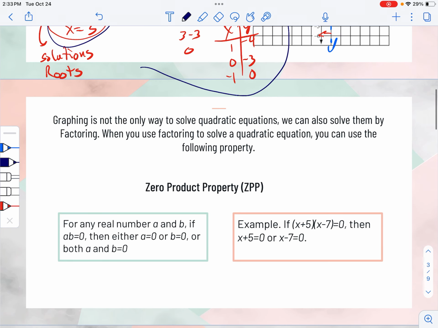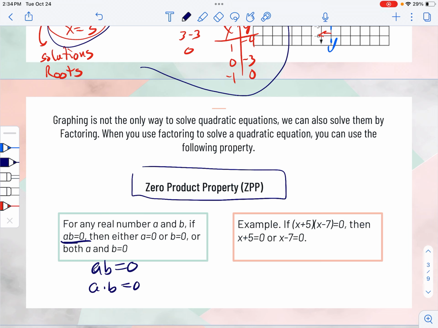Graphing is not the only way to solve quadratic equations. We can also solve them by factoring. When factoring to solve a quadratic equation, you can use the zero product property. It states that if you have any real numbers a and b, and a times b is equal to 0, what has to be true? A has to equal 0 or b has to equal 0.